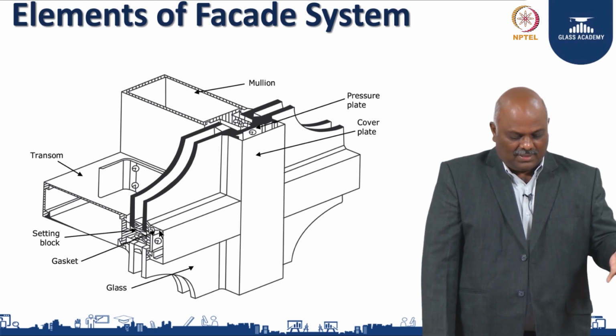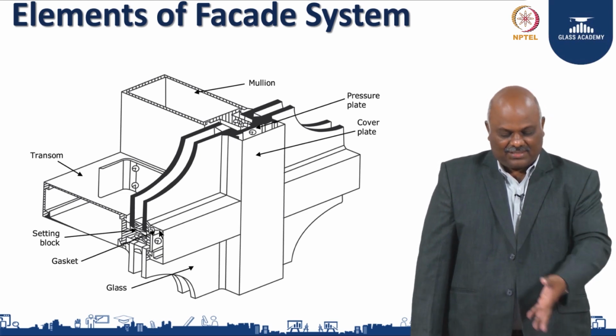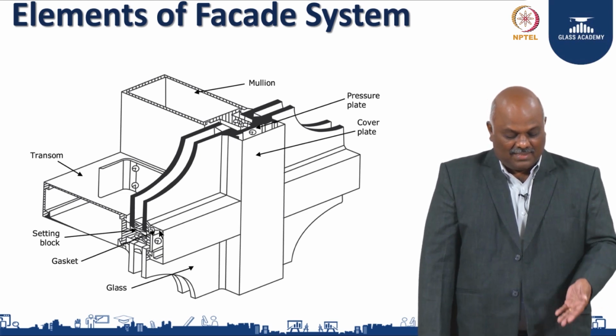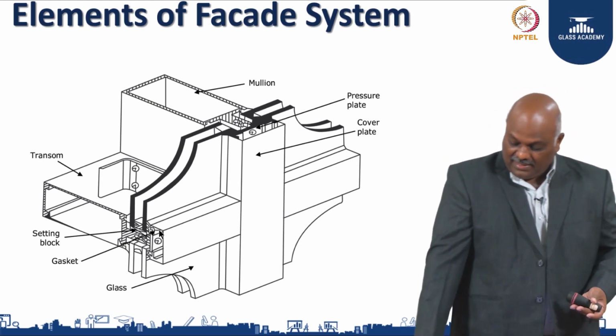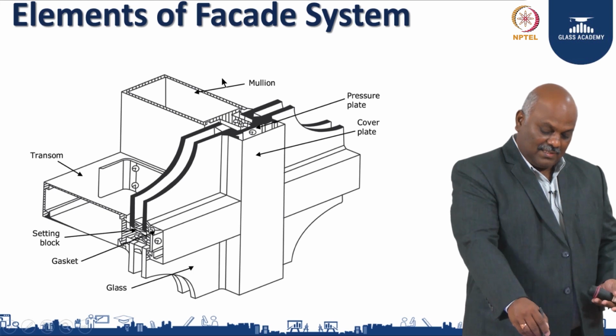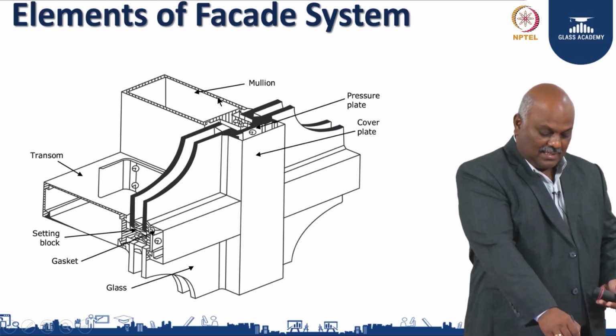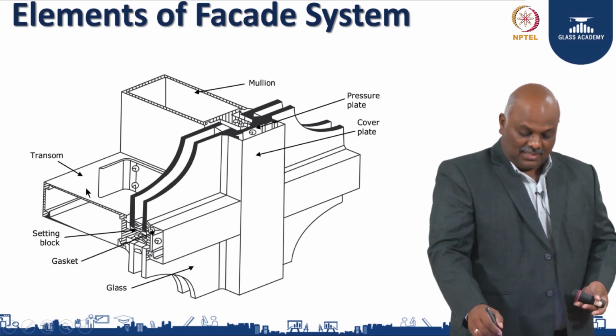So, this is a simple connection of a 4-way of a stick system. They have a glass, then they have a pressure plate, they have a mullion. This is a mullion, vertical, anything vertical as I said is a mullion. This is a transom which connects horizontally.